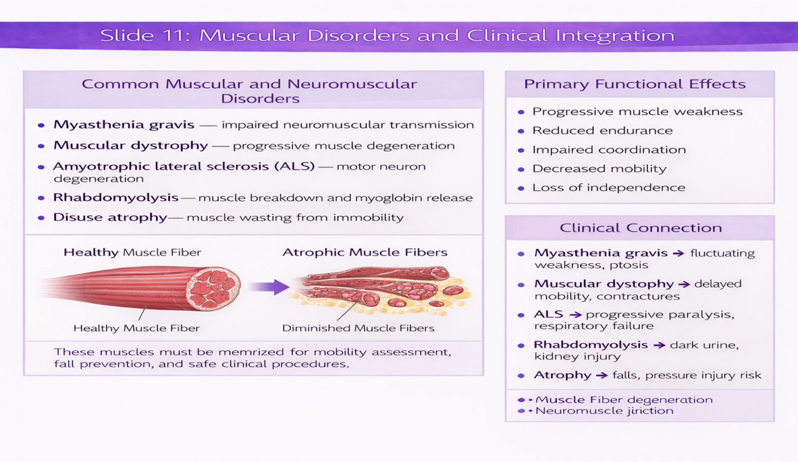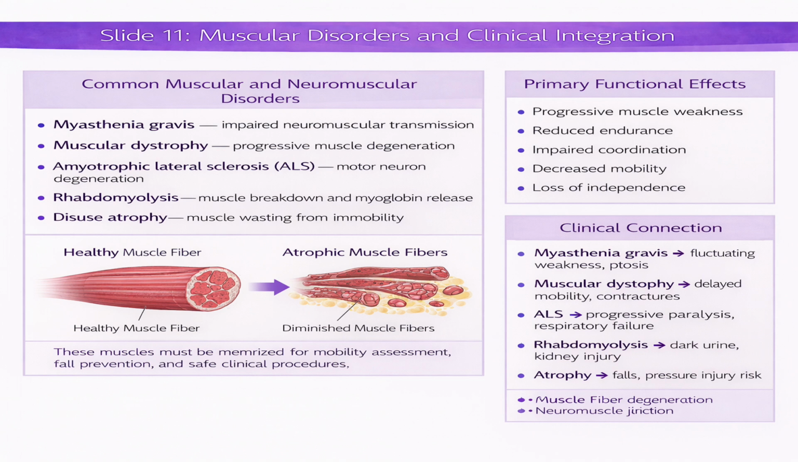These disorders commonly produce similar functional limitations. Patients may experience progressive weakness, reduced endurance, and easy fatigue. Coordination and balance may be impaired, mobility often decreases, and as a result, patients may lose independence in daily activities. These changes significantly increase fall risk and care needs.